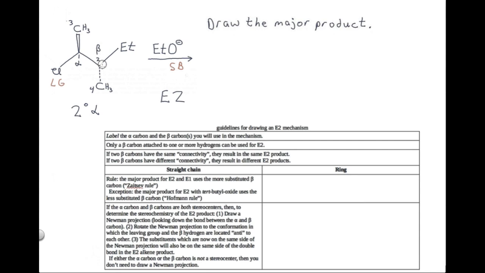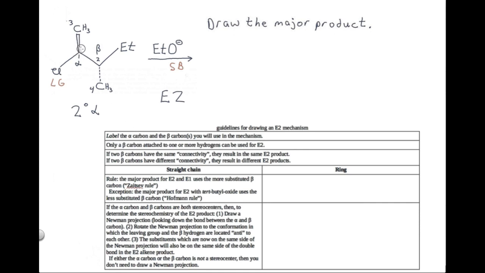We're going to be using carbon 2 as our beta carbon. You should check to make sure whether the base was tert-butyl oxide, but this is not tert-butyl oxide, it's ethyl oxide. So the exception does not apply, and we just go with the main rule. Continuing with our guidelines for a straight chain molecule, the alpha and beta carbons here are both stereocenters.